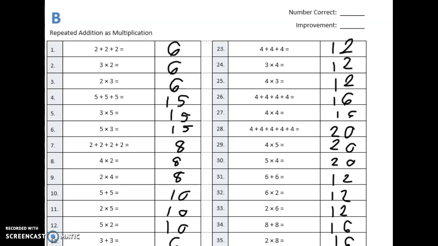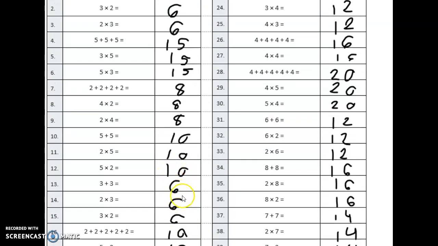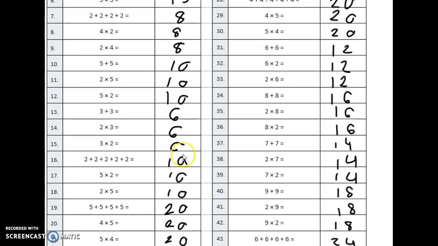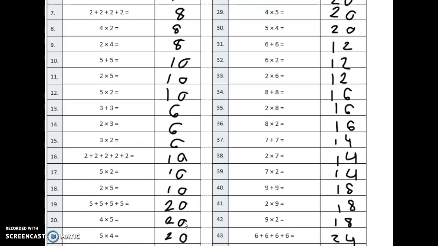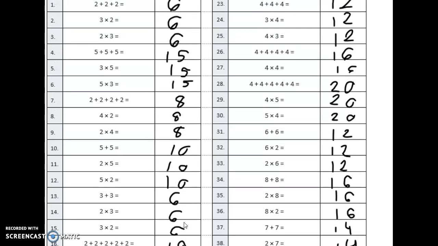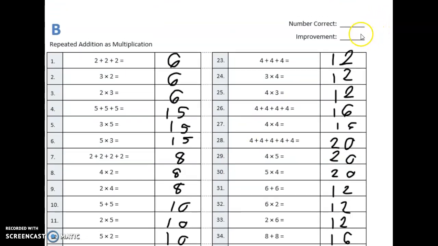We're going to do the first column in 3, 2, 1, go. 6, 15, 8, 10, 6, 10, 20, 24. So that's the end of the first column. If you are ready to write your number correct at the top and find your improvement score, you may do so. For those of you that need me to keep reading, keep paying attention.